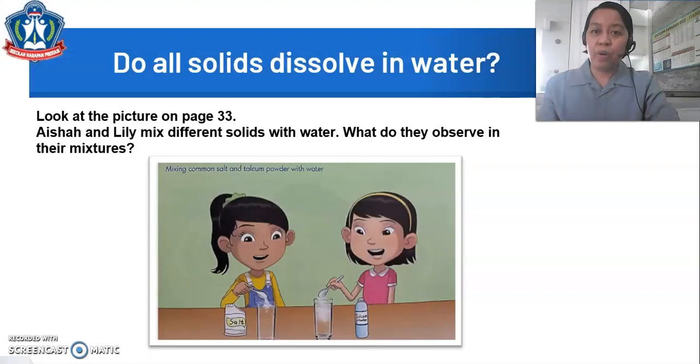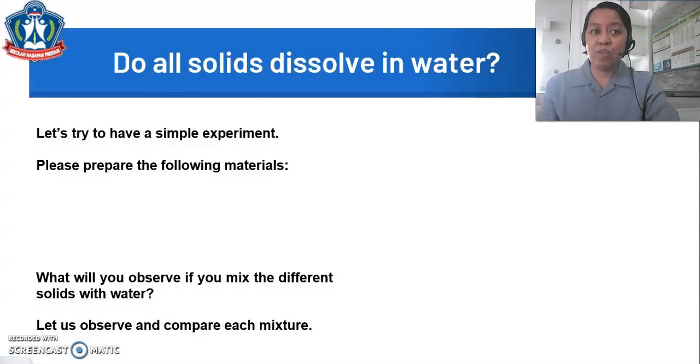To start, I want you to look at the picture on page 33. Aisha and Lily mix different solids with water. What do they observe in their mixtures? To find out, we will do our own experiment, children.